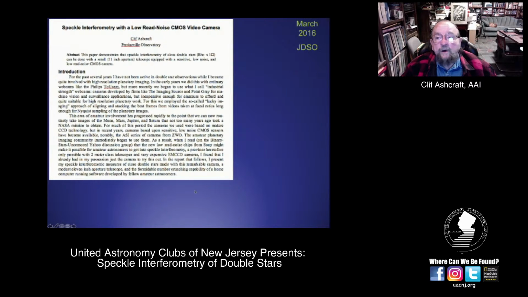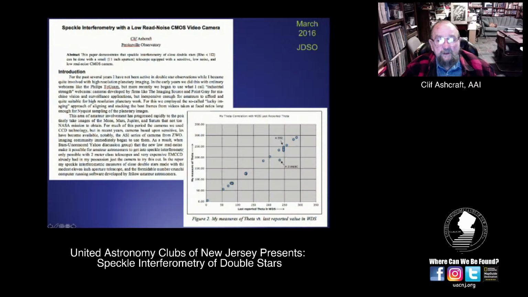I published my own paper in the same issue of the Journal of Double Star Observation on all of those observations that I made that I showed you on that chart. And here is a table comparing my measure of theta with the last reported value in the Washington Double Star catalog. And you can see generally it's a perfect 45-degree line showing a perfect fit with a couple of notable exceptions. And I think it's turning out that the star has been moving and the old value in the table was just basically out of date.